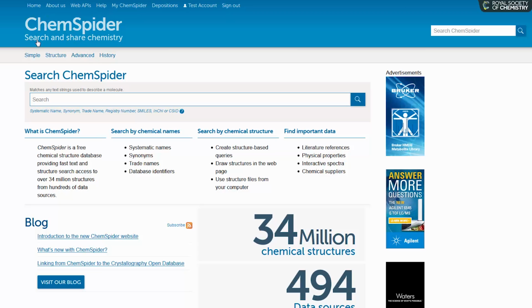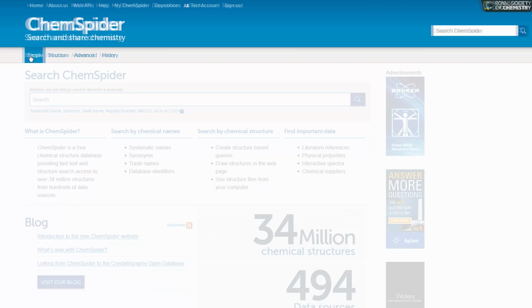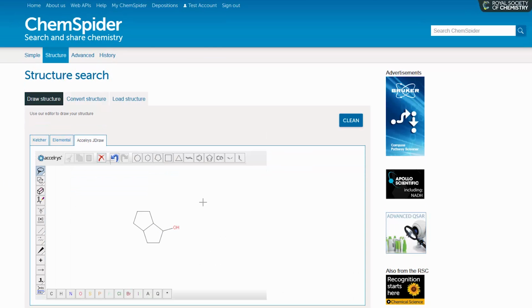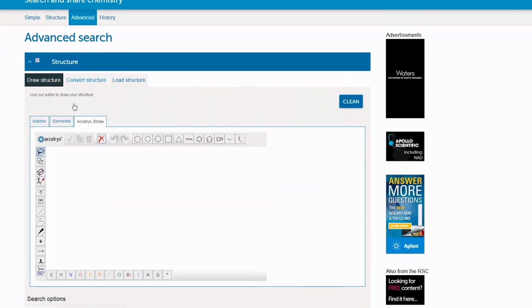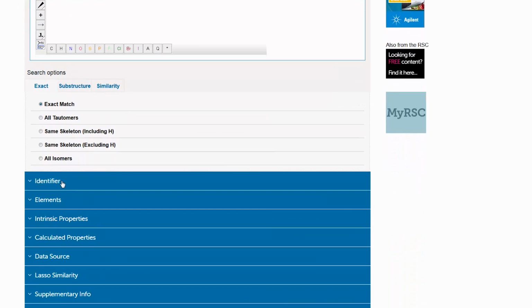Chemspider is free to use, and there is no need to register to start searching. You can find compounds by name, by structure, or through advanced searches, combining different types of search.